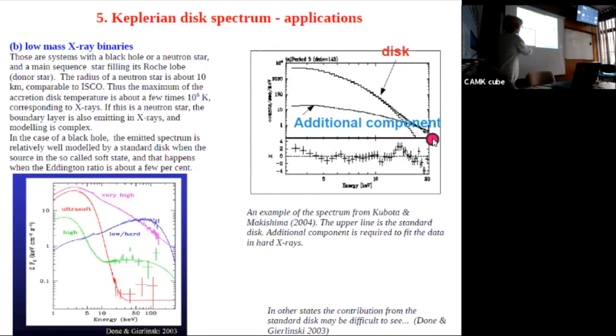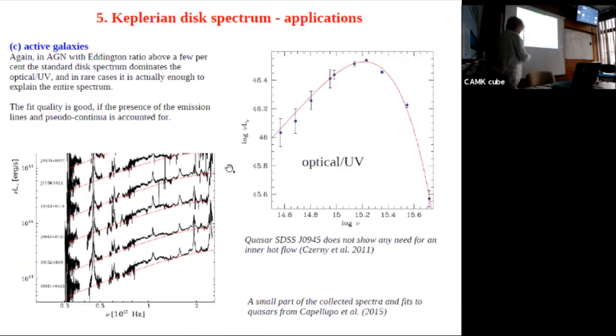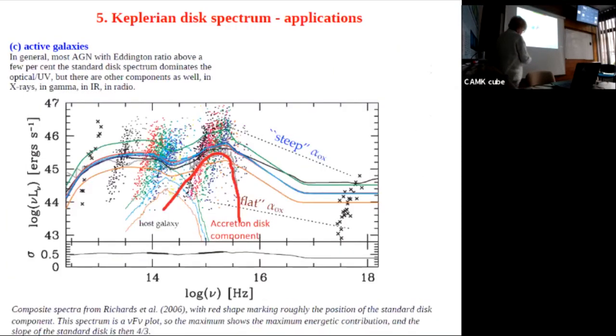So this is the original paper, X-ray spectrum. So this is the whole spectrum. But this is the disk component. And here they add, oops, again.